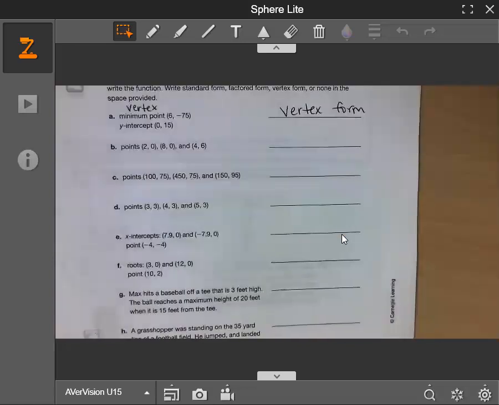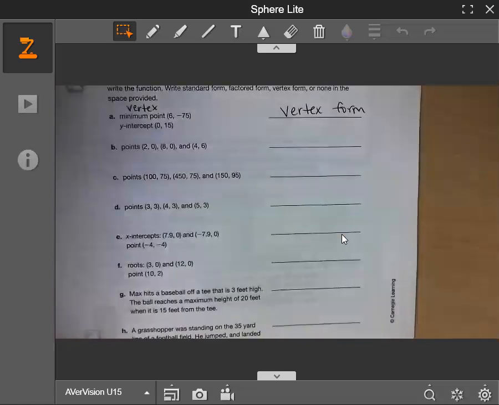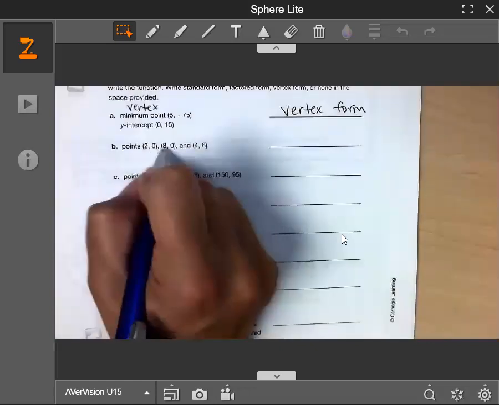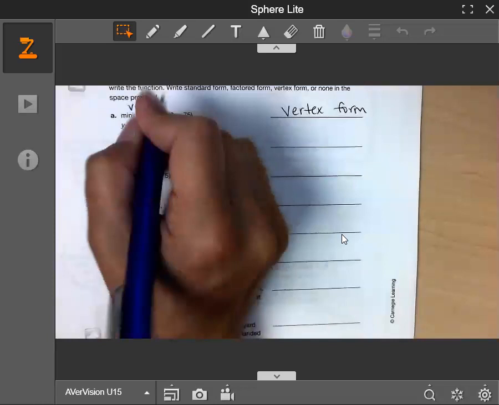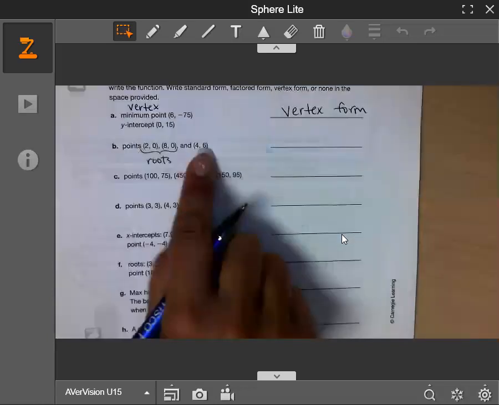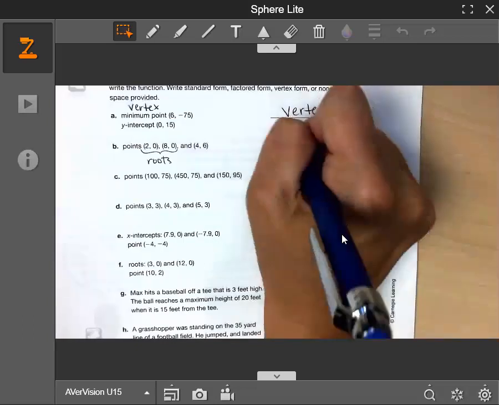For the second one, it says it gave us the points 2, 0, 8, 0, and 4, 6. You have to recognize that since the y value is 0 on both of these, they are roots. So they have given us the roots, and then they've given us an additional point, so the factored form would be the best to write.